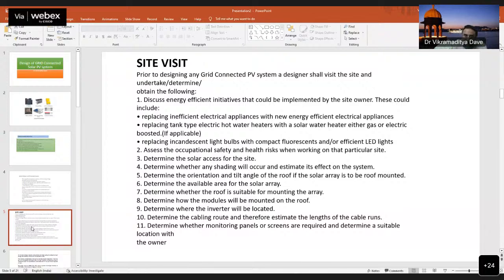Then the second thing is that while going to the site, you should keep in mind the safety and health risk while working on that particular site. Because you have to keep your own body in such a way that no risk is involved with it. Safety precautions have to be taken into account. Then after taking into account all the safety precautions, you have to determine the solar access for the site.